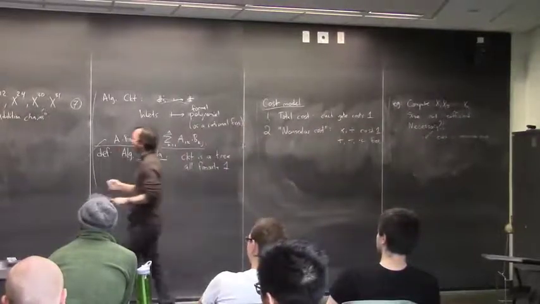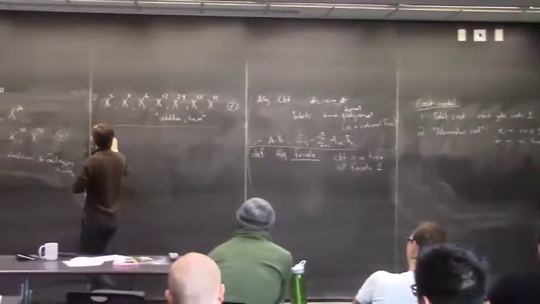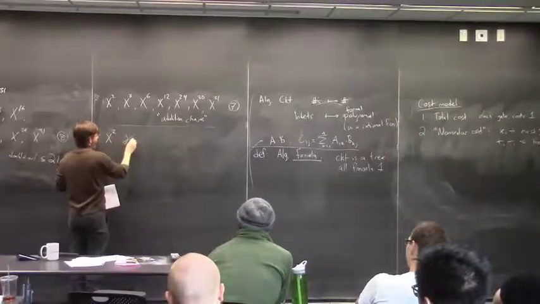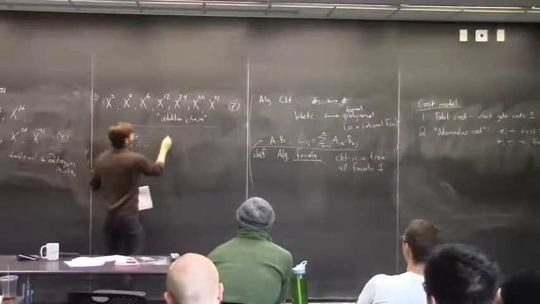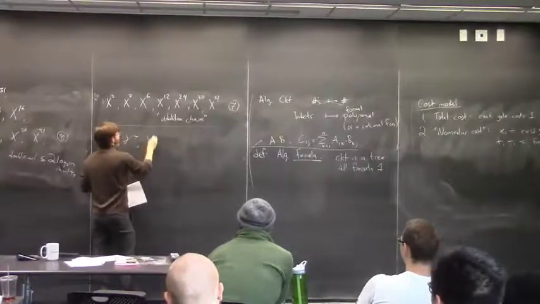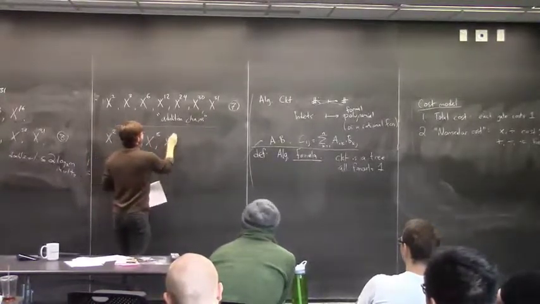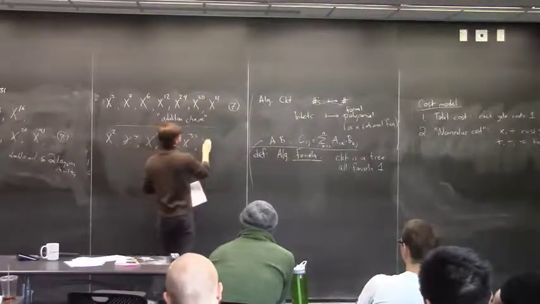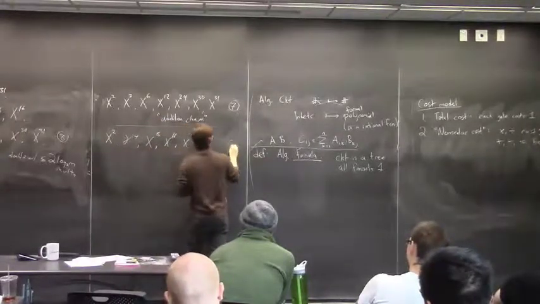OK, so if you're really smart, you can do this: x squared, x to the 4th, x to the 8, x to the 16, x to the 32. Then divide by x and get x to the 31. And that's 6 operations.